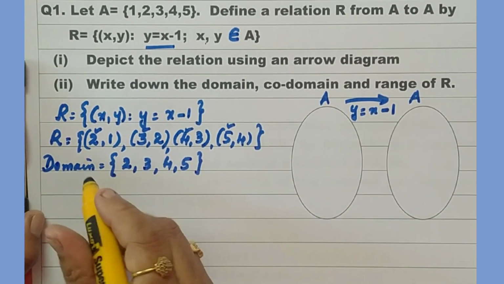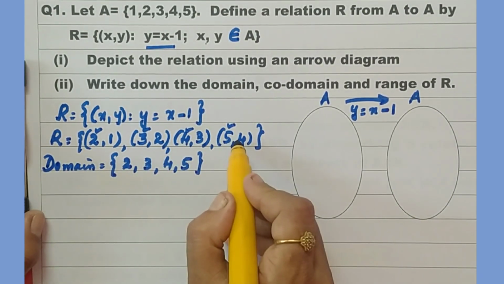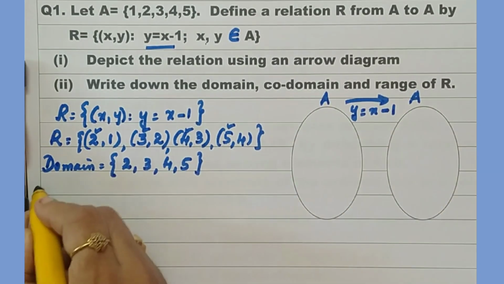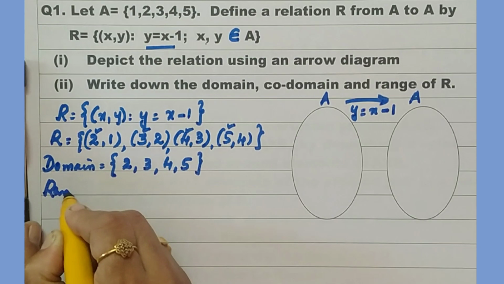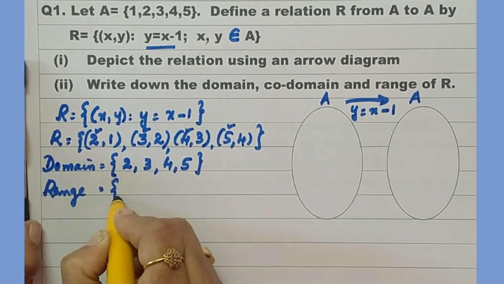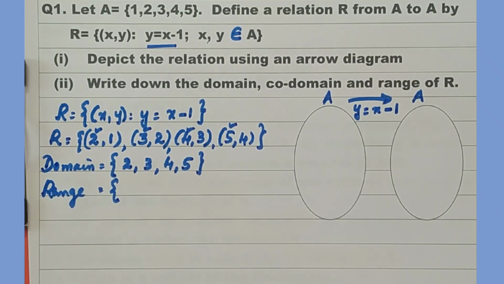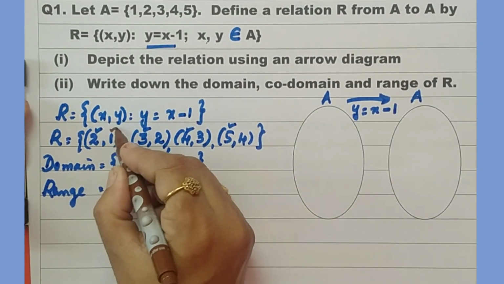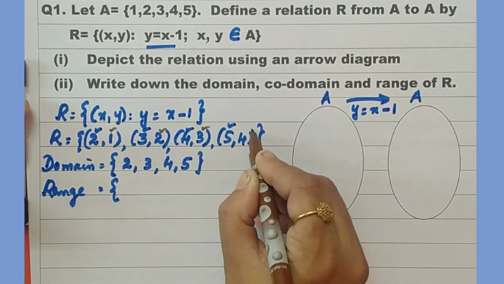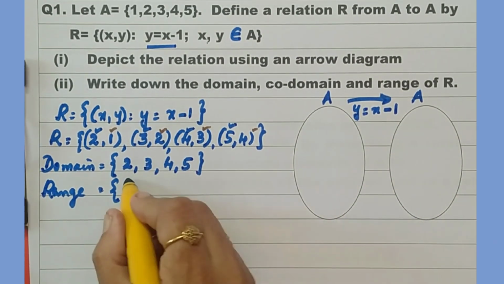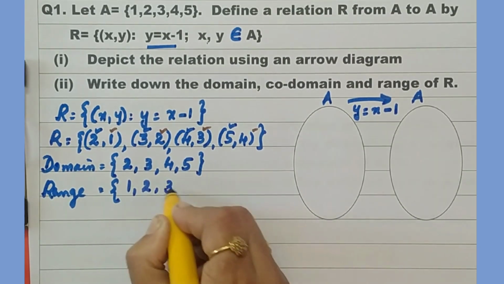Domain equals the set of all first elements in the ordered pairs of a relation. What is range? Range equals the set of all second elements in the ordered pairs. Which are the second elements in the ordered pairs? 1, 2, 3 and 4. So, range equals {1, 2, 3, 4}.